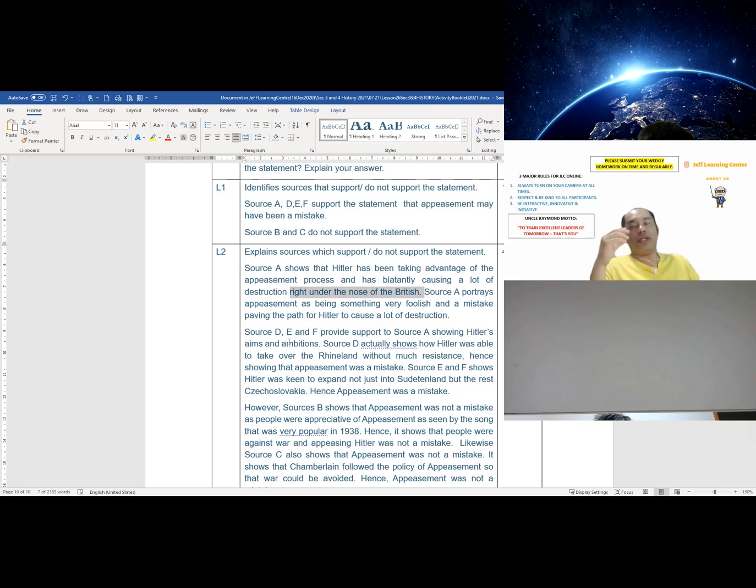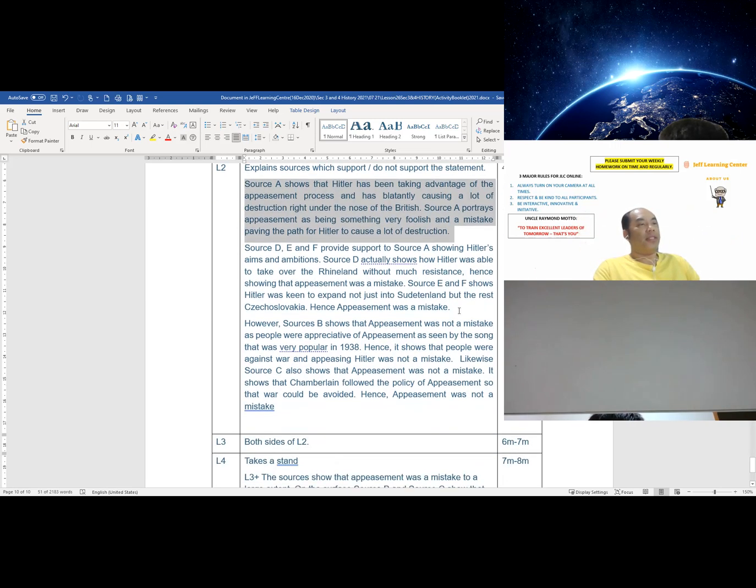This shows that the Japanese do not show any respect to the Americans' militaries or supreme naval power. Okay, so source A portrays appeasement as being something very foolish and a mistake, paving the path for Hitler to cause a lot of destruction. So this appeasement is quite a useless piece of paper, a piece of agreement that doesn't show any significant signs of reconciliation, or even telling the Germans that sorry, it's not a watchdog. Right now, a watchdog to look after Germany for attacking other parts like Czechoslovakia and later Poland.